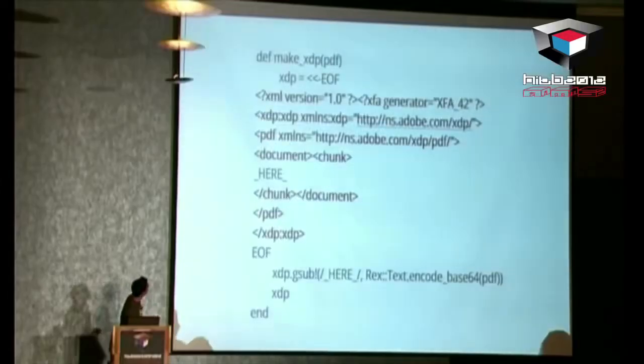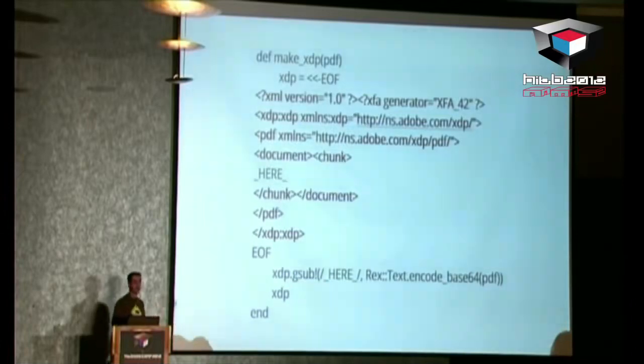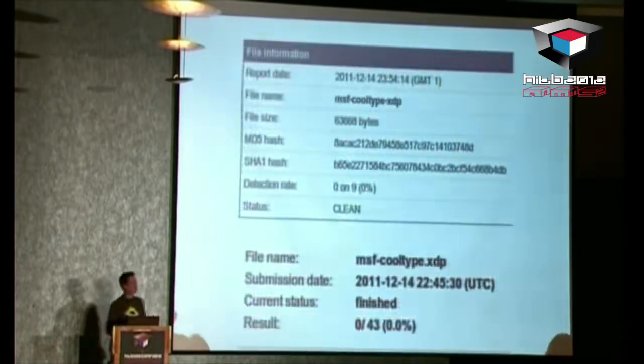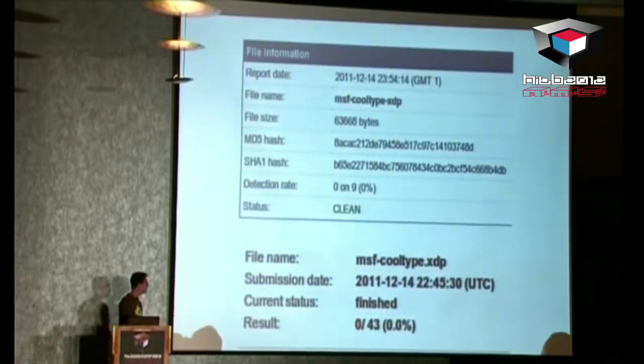That's the patch for Metasploit. It's something like 10 lines long, and it's very simple. You take your PDF, you do some base64 encoding, and you put the result here, and you get an XDP file. And if we submit this XDP file to antivirus, we get 0 out of 9 and 0 out of 43 antivirus solutions. So we have a full 100 percent detection evasion.